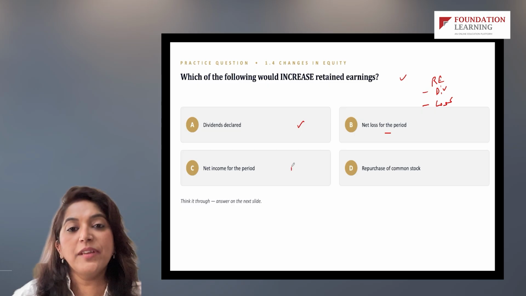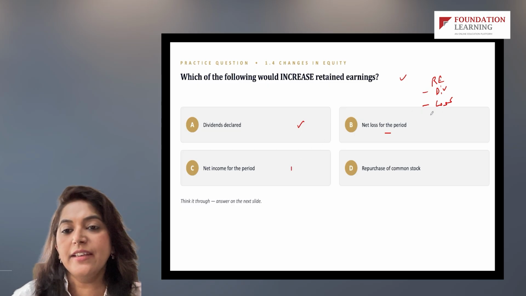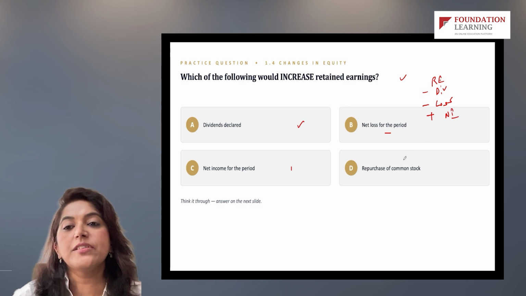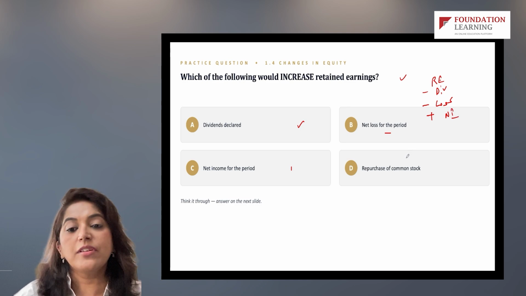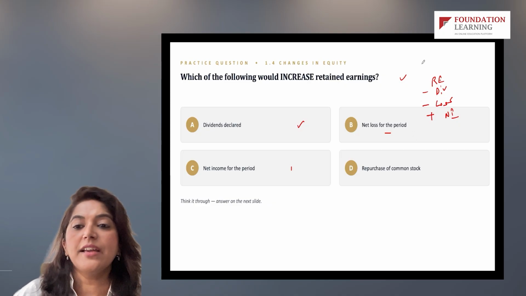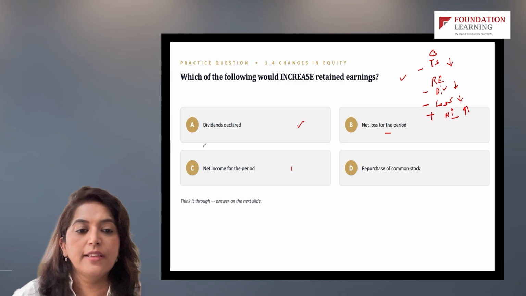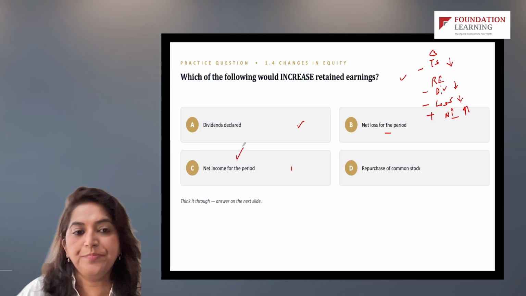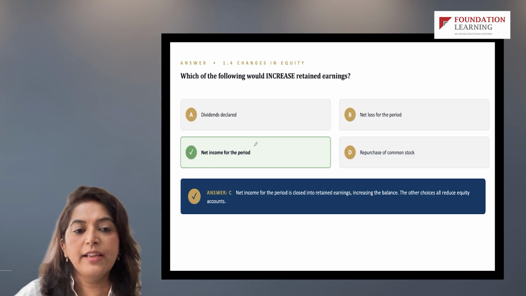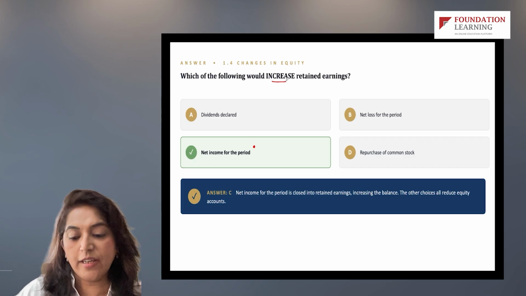Net income for the period, so this is always added, right? Net income for the period. Repurchase of common stock. So repurchase of common stock is nothing but treasury stock, right? So we have common stock and treasury stock is a minus figure, so it will reduce it. This will also reduce, this will also reduce, only this will increase. So net income for the period. Let's check which is correct. Net income for the period increases the retained earnings for the company, right?